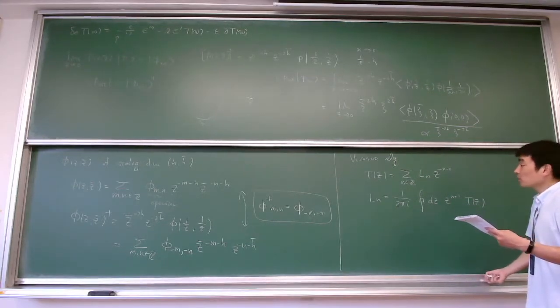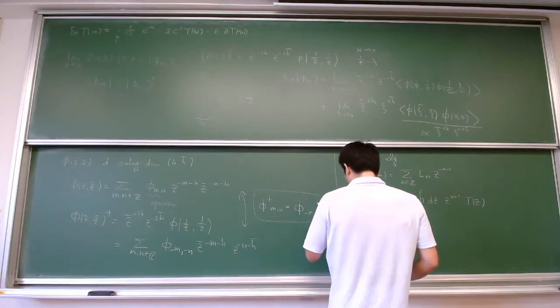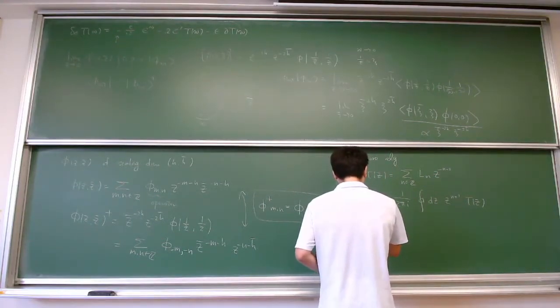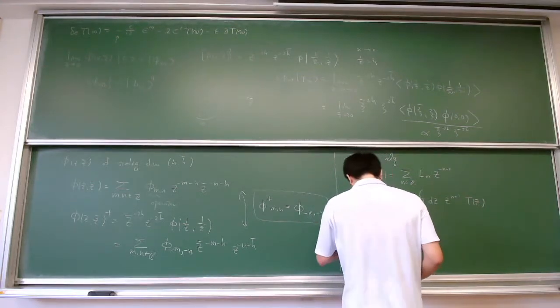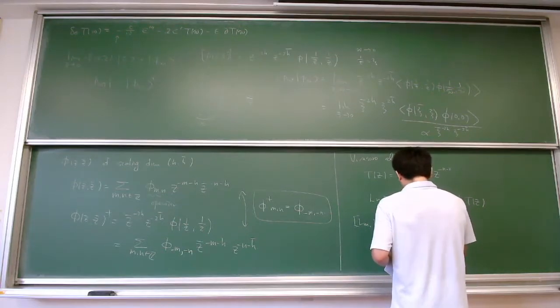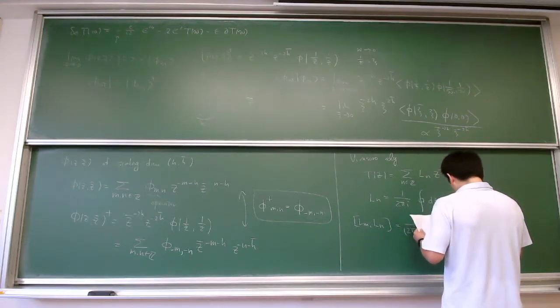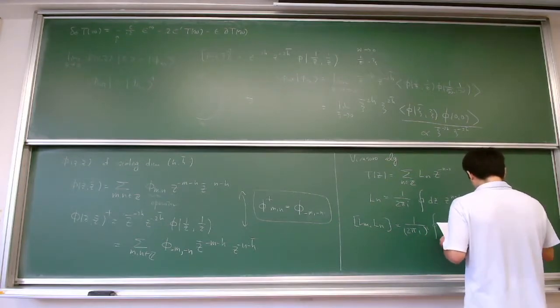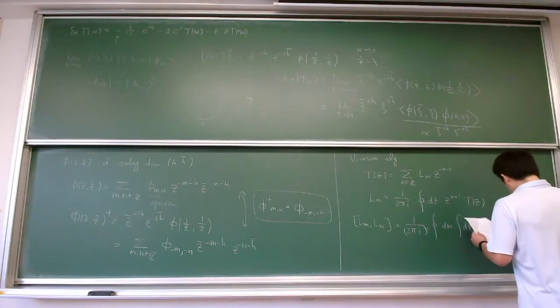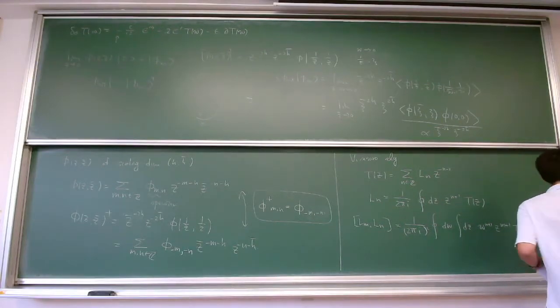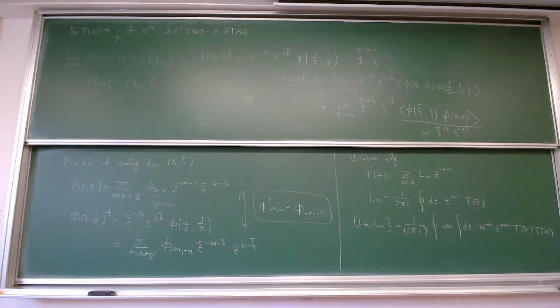Yes, and to get the commutation relation, you just do the radial quantization. The commutator of Ln and Lm is equal to 1 over (2 pi i) squared, the integral of dw, dz, w to the m plus 1 and z to the n plus 1, T of z and T of w. So to get the commutation relation, you have to do the radial quantization. So what you need to do is, I must have written it somewhere, but I already forgot.